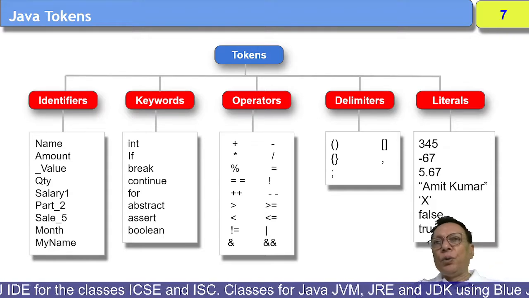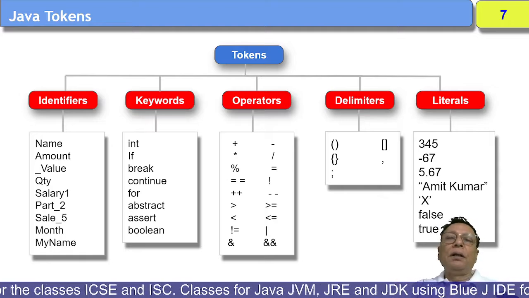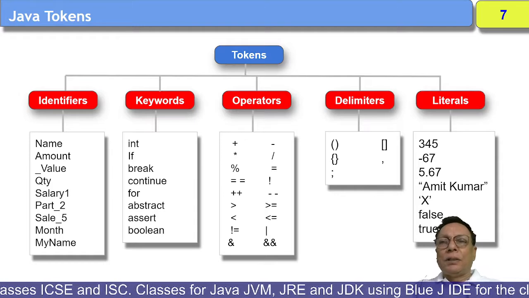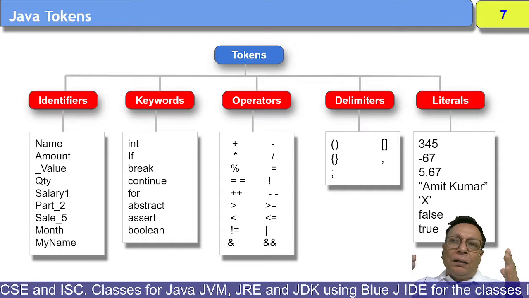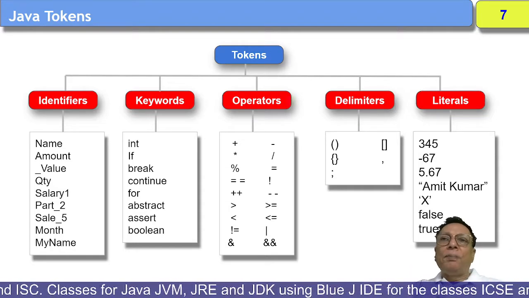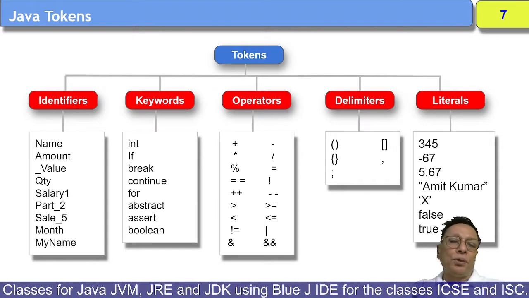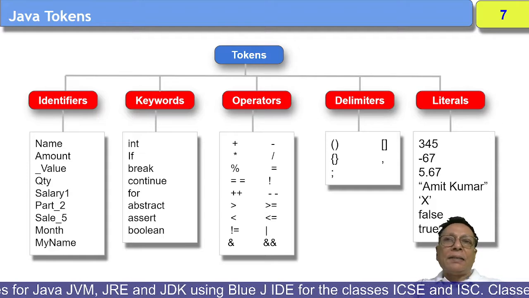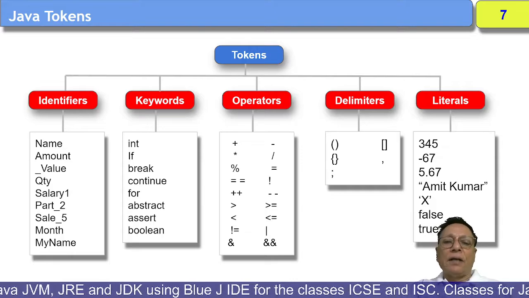Similarly, if you want to check a condition, obviously you will have to use a conditional statement, and the conditional statement begins with the word if. So these are the reserved words, keywords, and they cannot be used as identifiers as well. This also you should keep in mind. These keywords cannot be treated as identifiers. So identifiers are different and keywords are different.